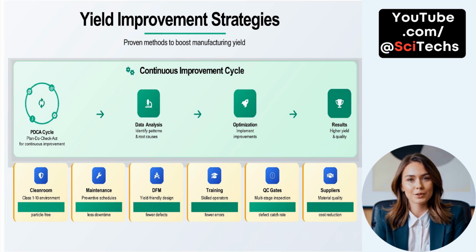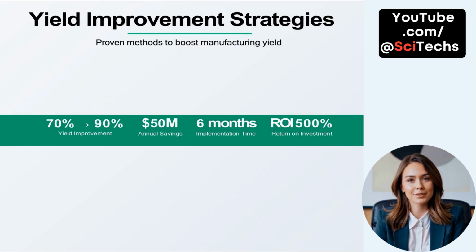Supporting elements include clean room environments for particle-free manufacturing, preventive maintenance to reduce downtime, DFM or design for manufacturability to minimize defects, operator training for fewer errors, quality control gates for better defect detection, and supplier engagement to ensure high-quality, cost-effective materials. Yield improvement outcomes.